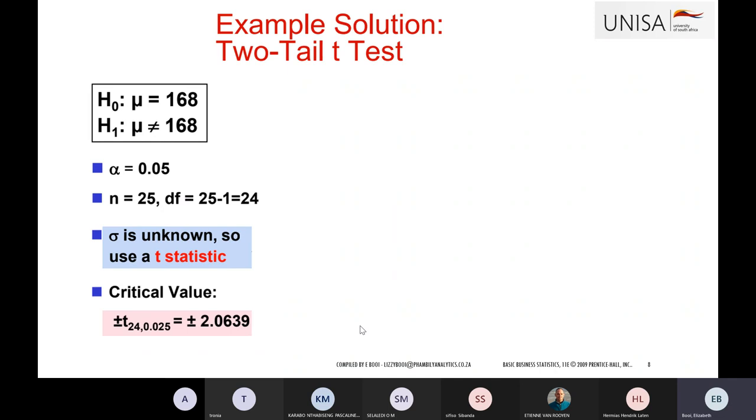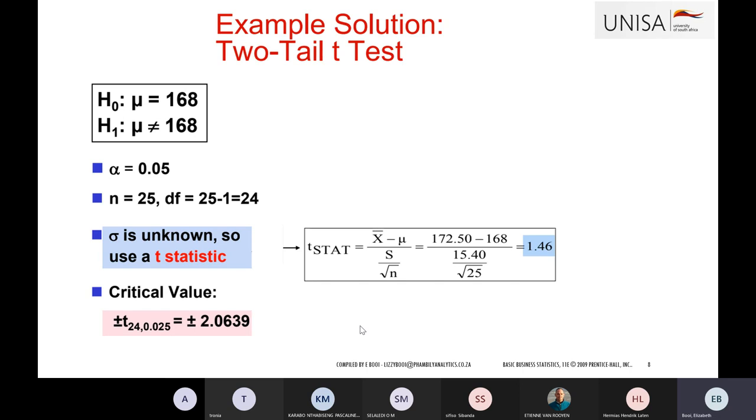Step number four is to find the critical value by using alpha divided by two, because we're doing a two-tailed test. So we divide our alpha by two to find the critical value with the degrees of freedom. The critical value helps us with the region of rejection. It will identify if we need to reject or not reject the null hypothesis. And step number five is to calculate the test statistic.